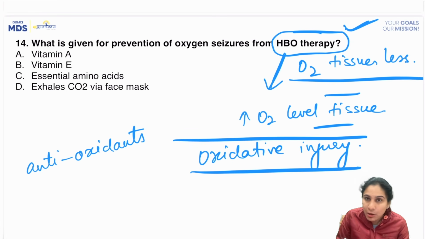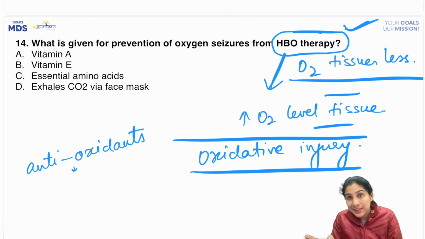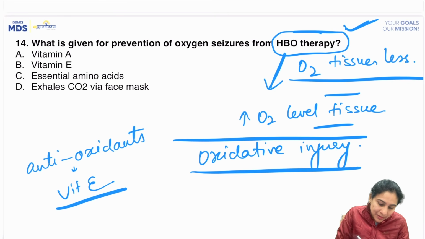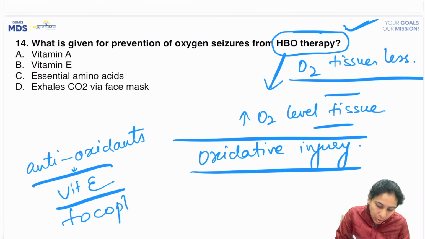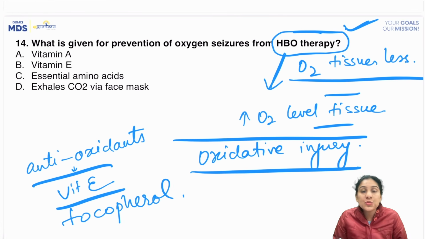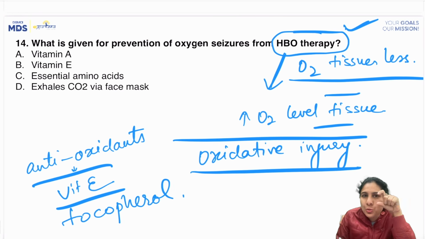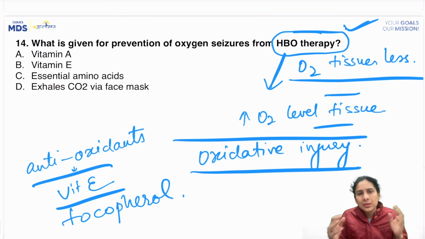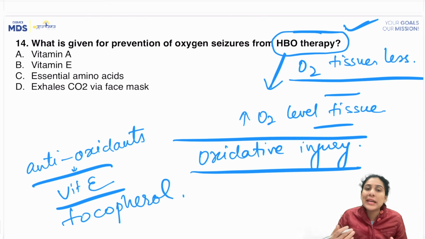What are the antioxidant vitamins? A, C, E. Right? Remember, we read in biochemistry, the antioxidants are A, C, E. Out of that, vitamin E or tocopherol. This is what we give the patient. These are very cute green colored capsules. You make the patient eat that vitamin E regularly whenever he is undergoing the HBO therapy.